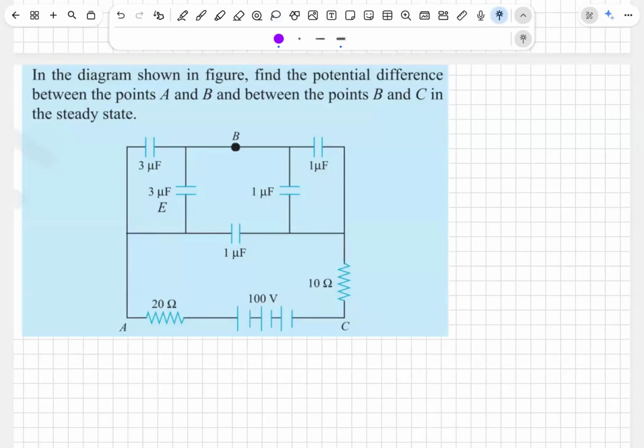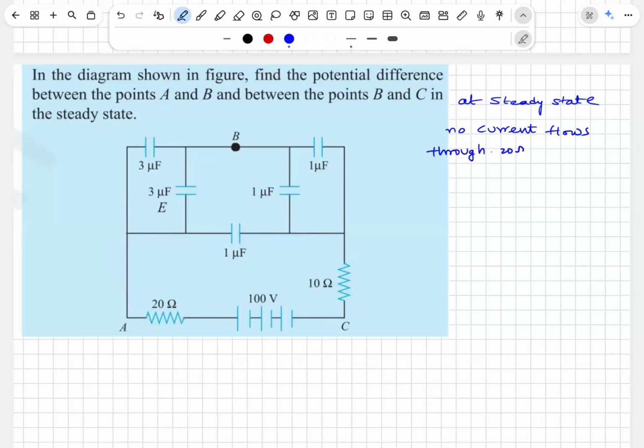So what is my steady state circuit? Honestly speaking, nothing. No current flows, because wherever you go, you have a capacitor. So at a steady state, what happens? At a steady state, no current flows through the 20 ohm and 10 ohm resistor.